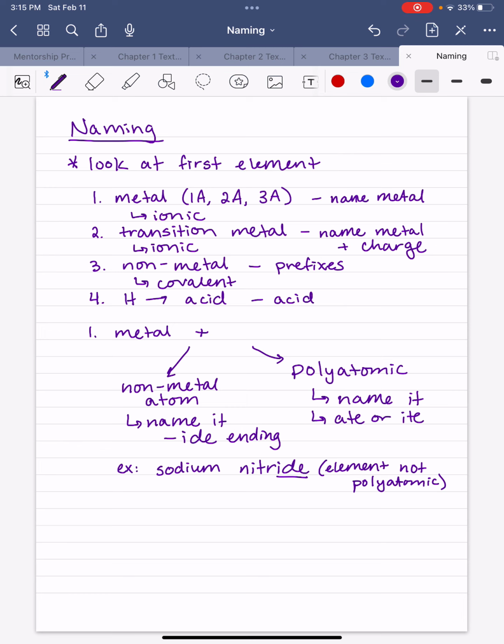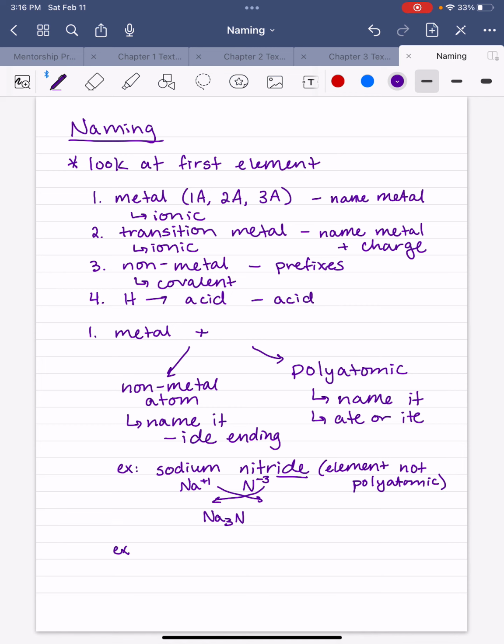Okay, and so we'll write the sodium ion with the +1 charge, and nitride means that it's nitrogen by itself, not the polyatomic, and because it's in the 3A column, it has a -3 charge. And then we'll swap the charges, and that will give us the formula, Na3N.